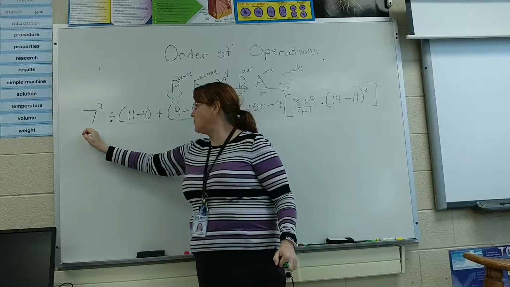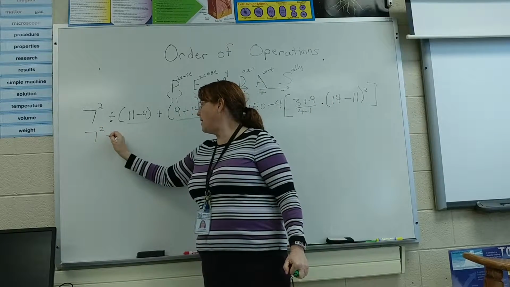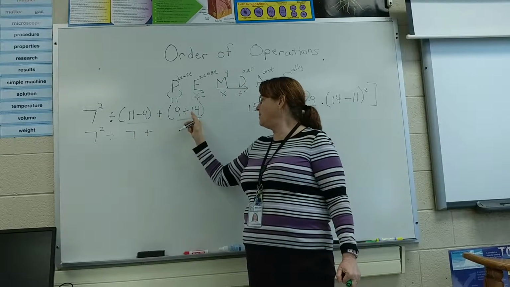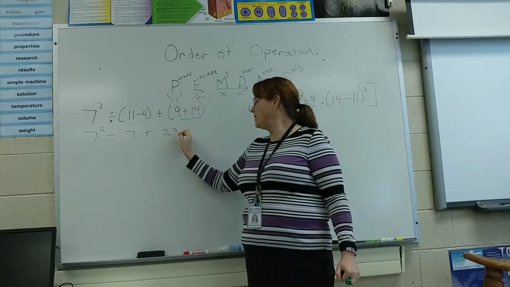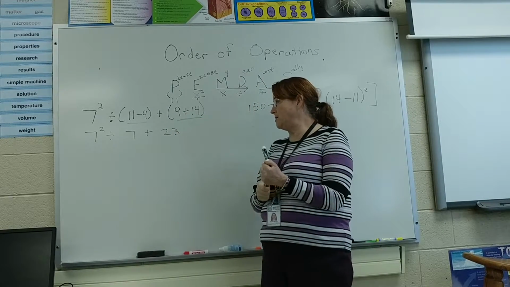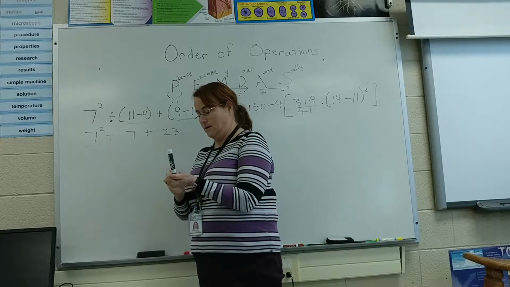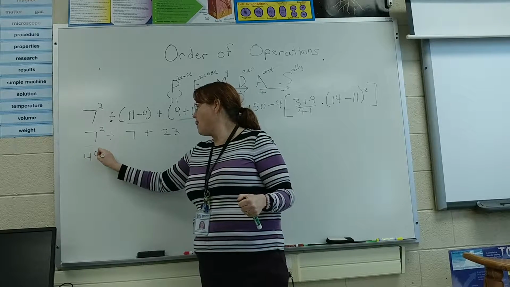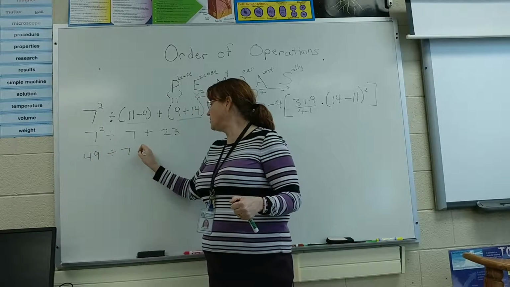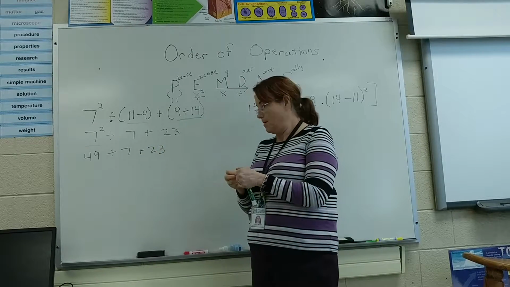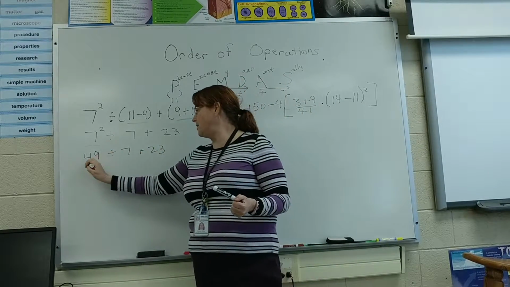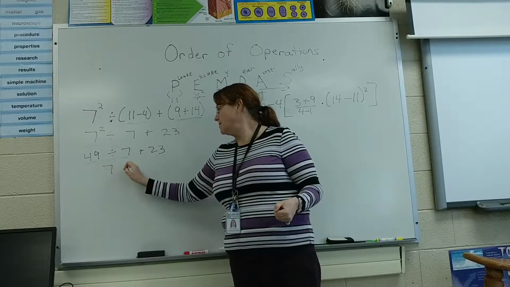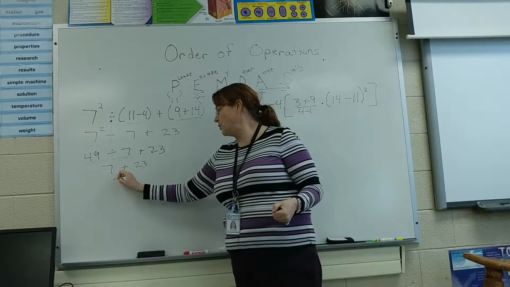So I'm going to write 7 squared divided by 11, take away 4 is 7, plus 9 plus 14 is 23. The next thing that I can do is I can do the squareds. 7 squared is 49, divided by 7 plus 23. The next thing I'm going to do is division. 49 divided by 7 is 7. 7 plus 23 is 30.